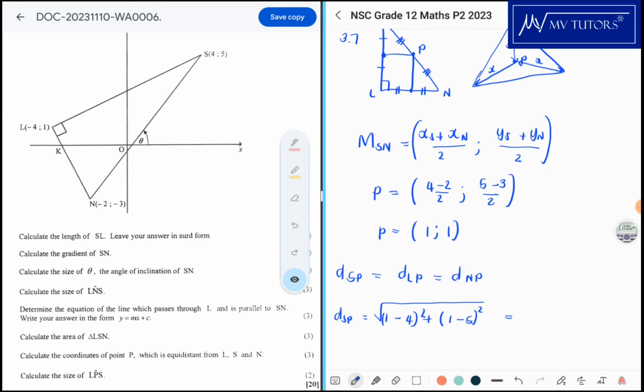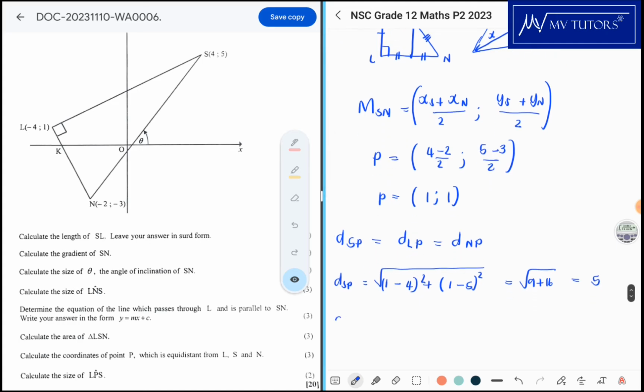Okay, so 1 minus 4, that's minus 3 squared, that's 9. 1 minus 5 is minus 4. Minus 4 squared, that's 16. And 9 plus 16 is 25. And root 25 is 5.